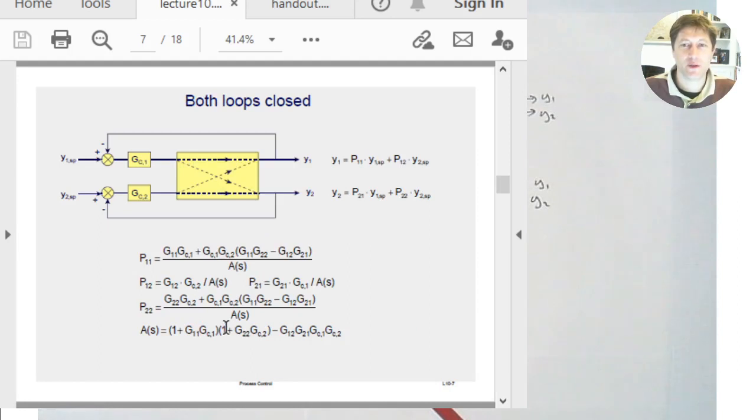If we close both loops, of course, this problem is accentuated, and then the reciprocal is true, that now Y2 is going to be affecting Y1 as well. So it's coupled both ways. And that's just for a two input, two output system. You can imagine that if you have more inputs and more outputs, then obviously the number of interconnections increases rapidly, and it gets out of hand.